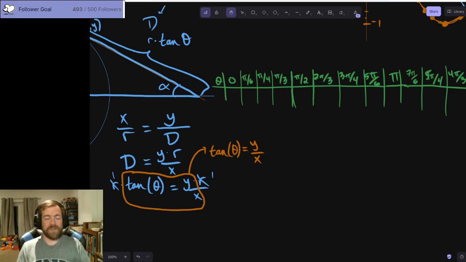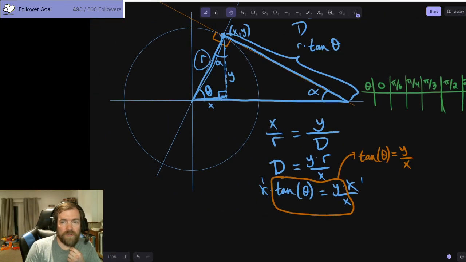Here's the challenge: do that for all the rest of the trig functions. Draw it out using diagrams, using this diagram.